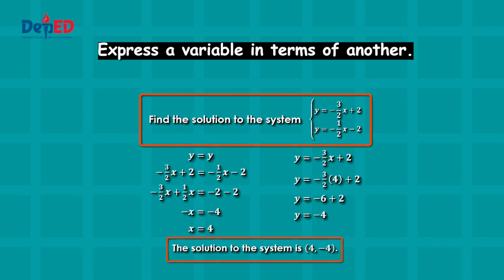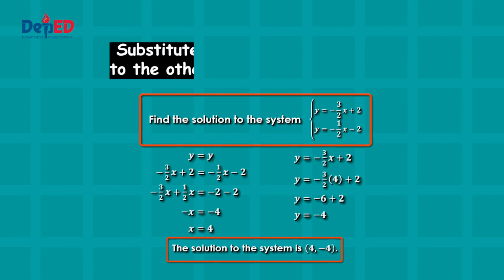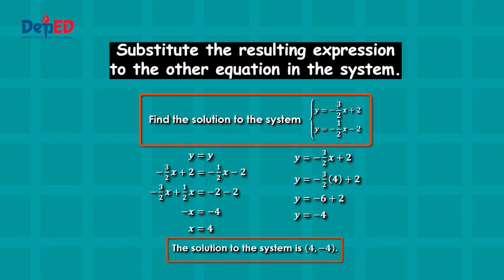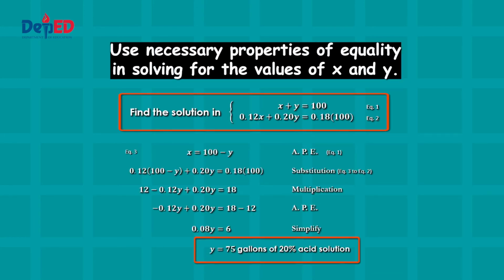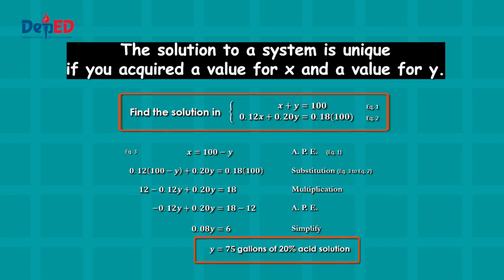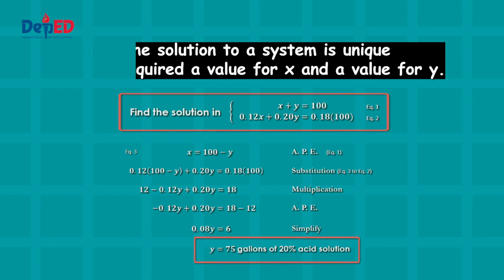To solve a system of linear equations by substitution, we must express a variable in terms of another. Then substitute the resulting expression into the other equation in the system. Remember to use necessary properties of equality in solving for the values of x and y. Also, the solution to a system is unique if you acquired a value for x and a value for y.